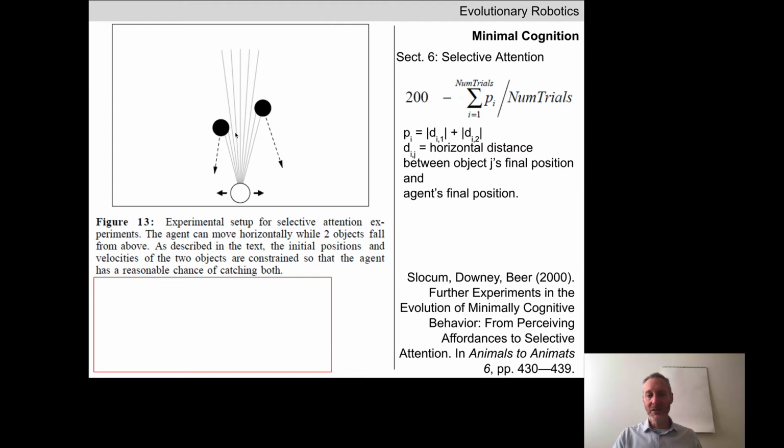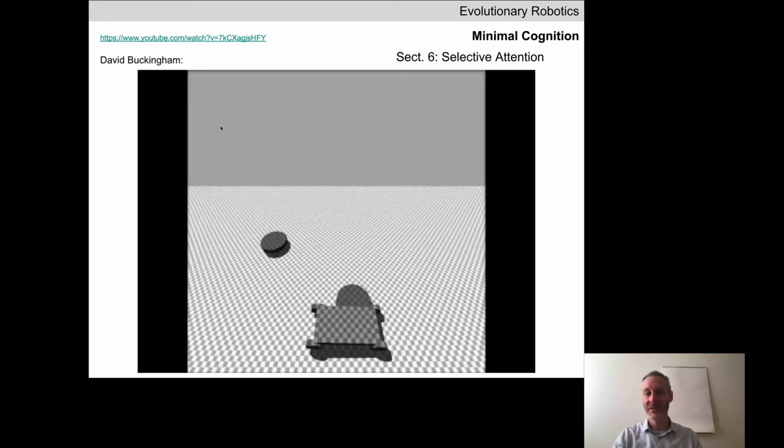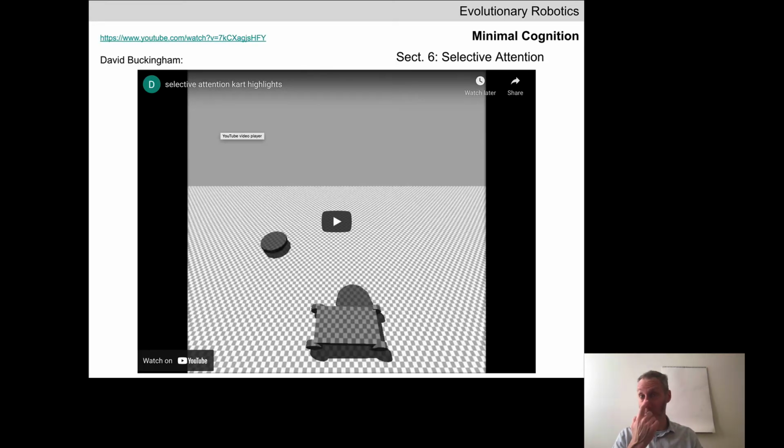However, in this robot's environment, there are going to be 2 objects that are dropped, not necessarily at the top of the screen. They're going to be dropped anywhere within the screen, and each object is going to fall at its own angle and at its own velocity. You'll notice this longer vector here represents the fact that this object is falling faster than this object. You can probably guess what we're going to evolve this robot to do, which is to catch both objects.